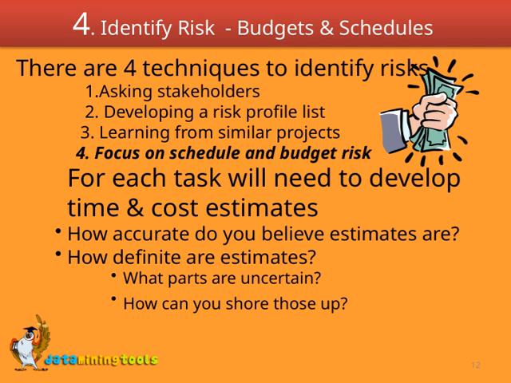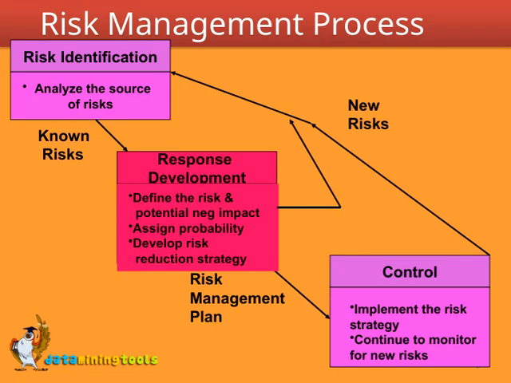Let's talk about the core steps in the risk management process. First, we need to identify potential risks by analyzing their sources. This helps us understand what could go wrong and why. Once we've identified these risks, the next step is to define each risk clearly and assess their potential negative impact on our project or objectives. After understanding the risks, we assign a probability to each one, which helps us gauge how likely they are to occur. With this information, we can develop targeted risk reduction strategies aimed at minimizing or avoiding these risks altogether.